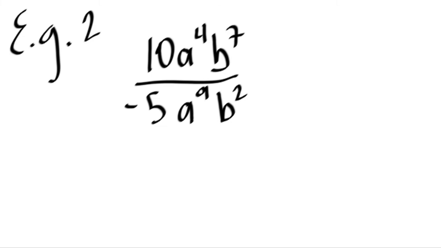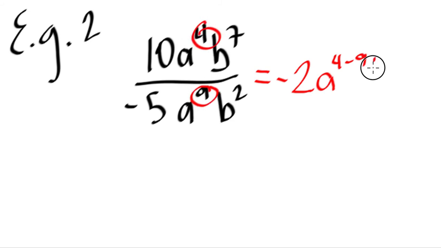So I hope you have the answer there already. Let's try to answer this. Let's start off and simplify the coefficients first. 10 divided by minus 5 is going to give us 2. But since they don't have the same signs, it's going to become minus 2. A is going to be 4 minus 9. Again, remember, it's going to be numerator minus denominator, always. And b raised to 7 minus 2.